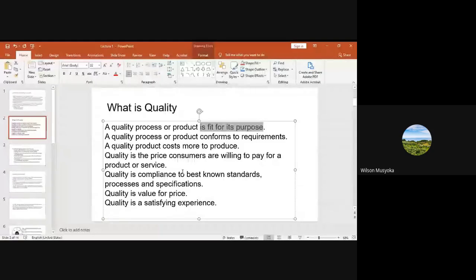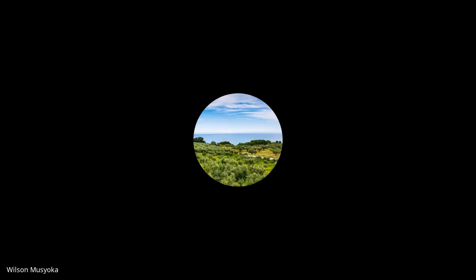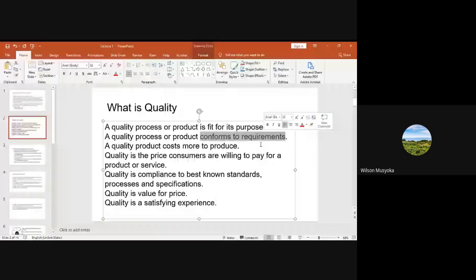Number two, quality can be conformance to requirements. Like we have said, the customer nowadays is somebody who knows what they want. So as they know what they want, then they can always tell you what their requirement is. And when that product or software you have produced fits their requirements, then it can be said of it is of quality.